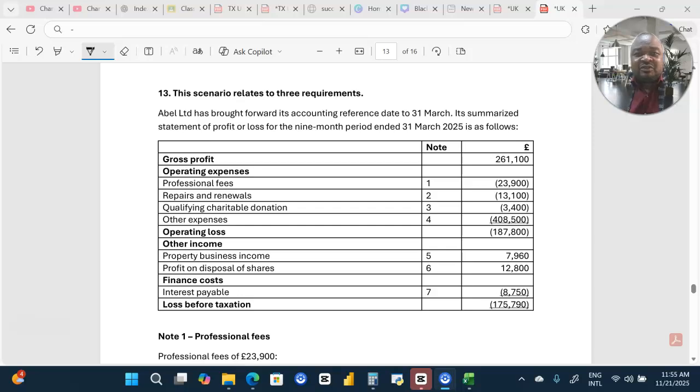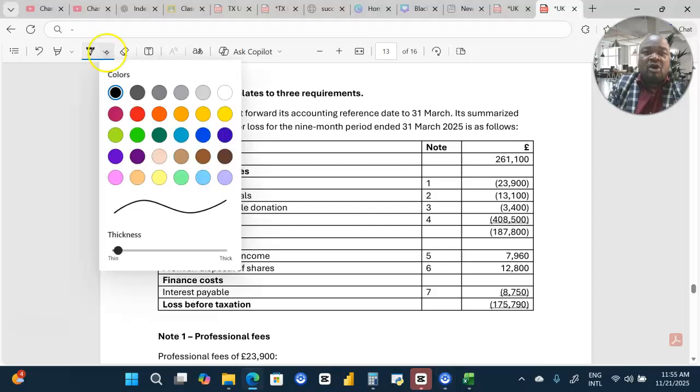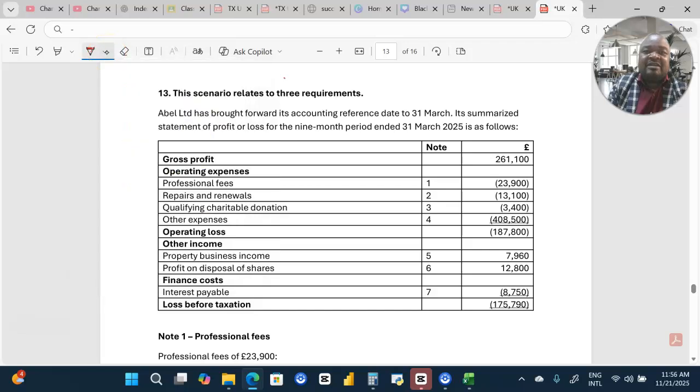This scenario relates to three requirements. Avio Limited has brought forward its accounting reference date to 31 March. Its summarized statement of profit and loss for the 9-month period ended 31 March is as follows. So we are being told that this is a 9-month period ended 31 March 2025. So it's very, very current, isn't it? So the gross profit was 261,100.